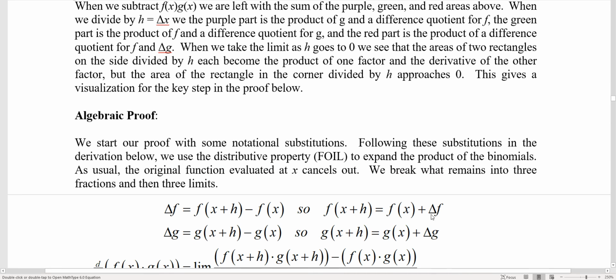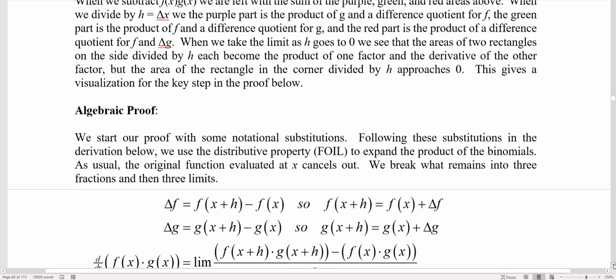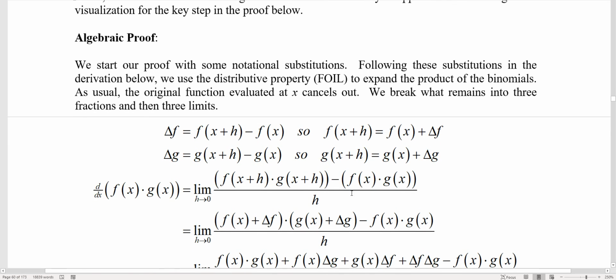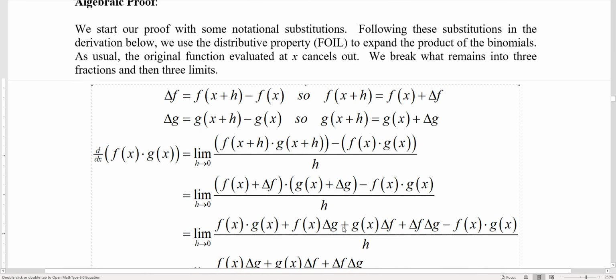So once again, we're going to have this basic setup. And as we said before, our limit as h goes to 0 of our function evaluated at x plus h minus our function evaluated at x, divided by h. Of course, our function evaluated at x is f of x times g of x, and similarly evaluated at x plus h is f of x plus h times g of x plus h. And as we said here, we're going to replace f of x plus h and g of x plus h with f of x plus delta f and g of x plus delta g.